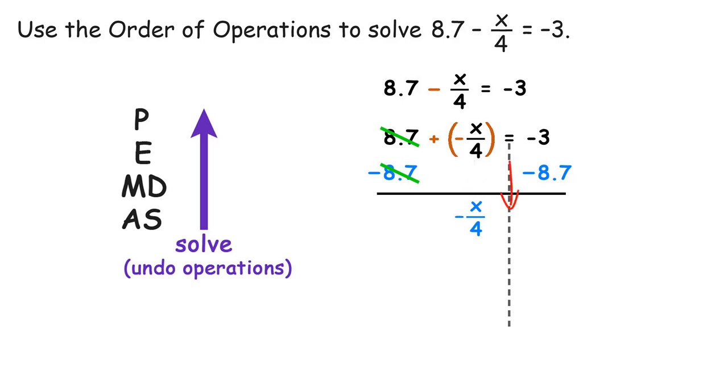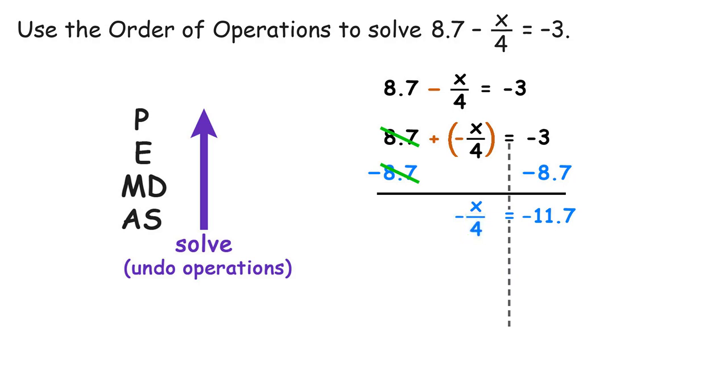Next we bring down the equal sign and then we perform the subtraction on the right side of the equation to get -3 subtract 8.7 equals -11.7. So now we have a new equation to solve. -x divided by 4 equals -11.7. We still need to isolate x on the left side of the equation, so we need to undo the negative sign, and we need to undo the division.